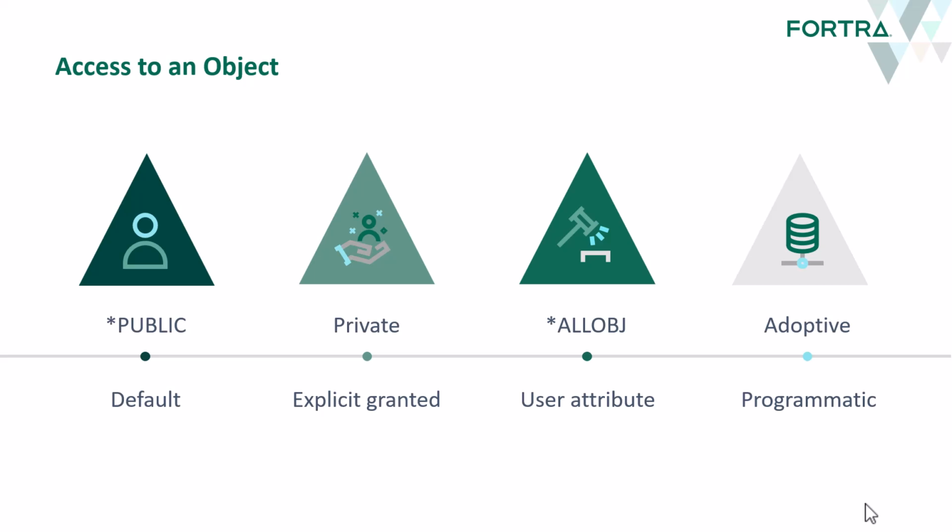You have the special authority of all object that is assigned at a user profile individually, and that, regardless of what the public authority is or the private authorities are, that all object authority will grant access to all objects. And then there's adopted authority, and that is a programmatic way of allowing temporary elevation of a process or of a user to be able to access objects that they wouldn't have access to either through public, private, or having the special authority of all object.